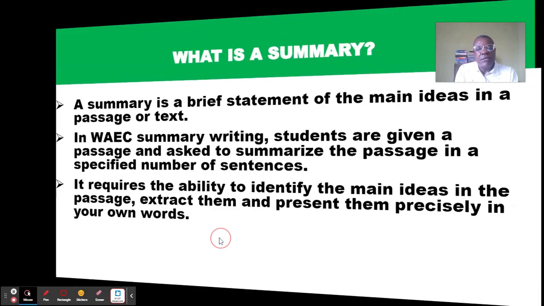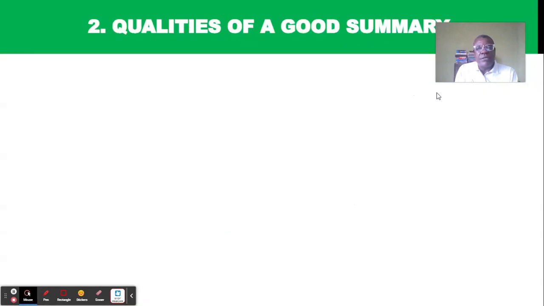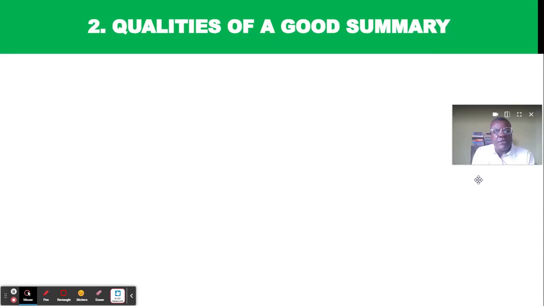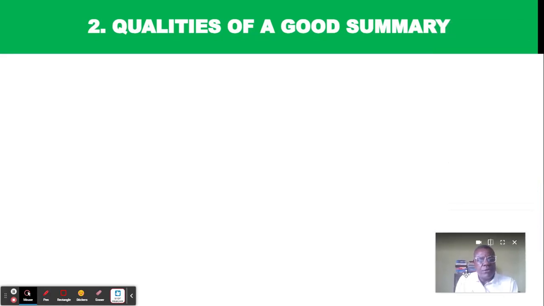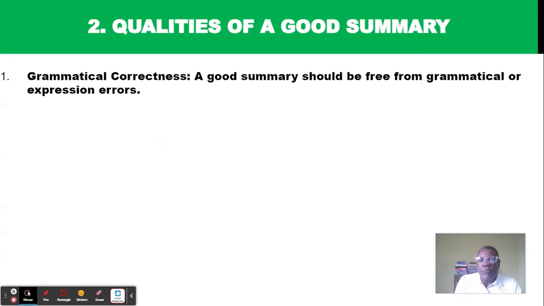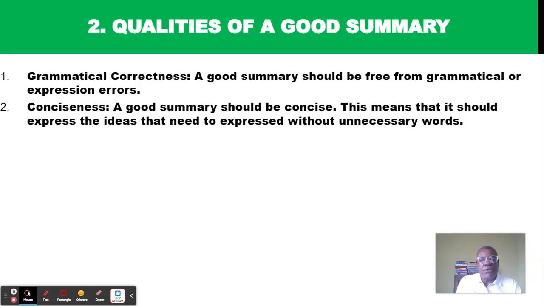And so let's look at the qualities. Let's begin to look at the qualities of a good summary. Number 1, grammatical correctness. A good summary should be free from grammatical or expression errors. Of course, in the WAEC marking scheme, you lose half a mark for each grammatical or expression error you commit.